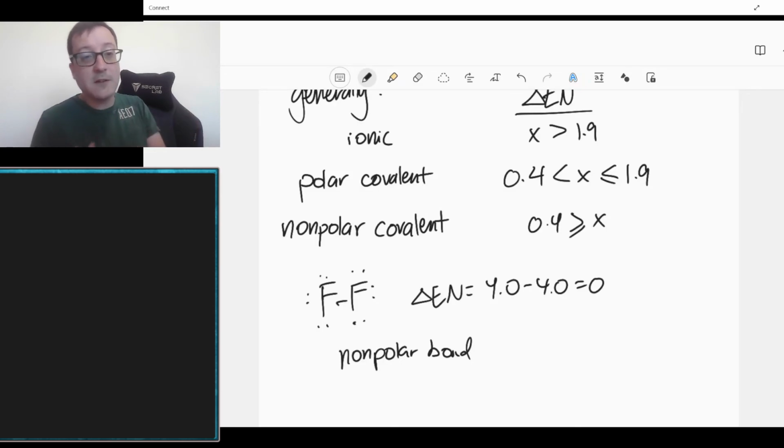Polarity arises when there's an unequal sharing, when the electrons are more attracted to one than the other one. And so the fluorine, being the most electronegative, typically will gather things towards itself. And so we see these things happen. And let's see.